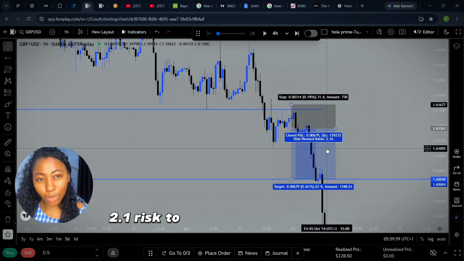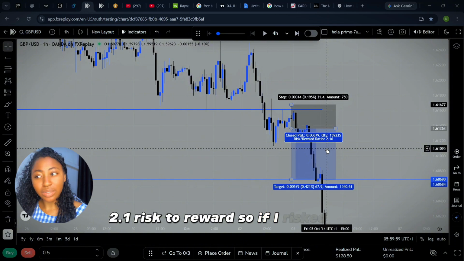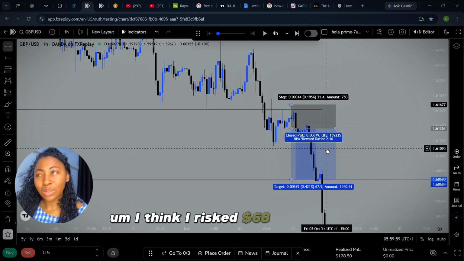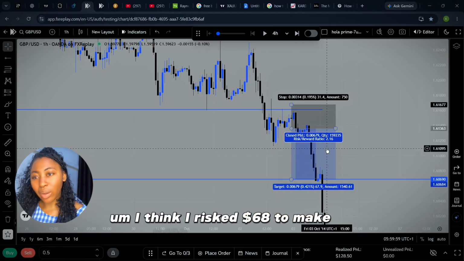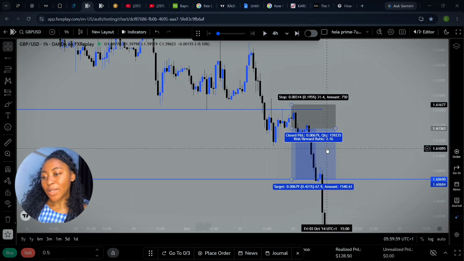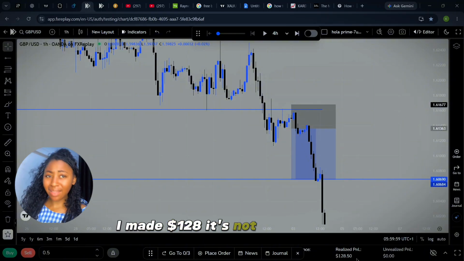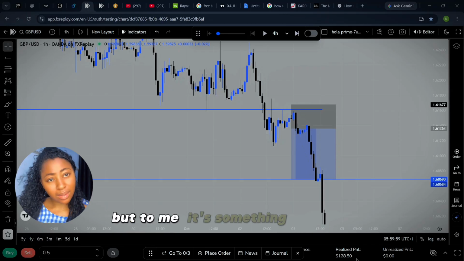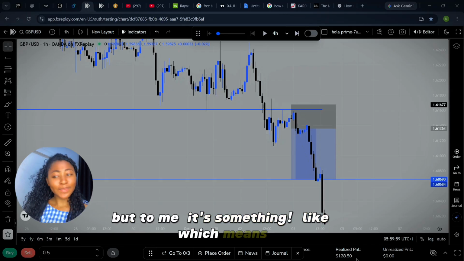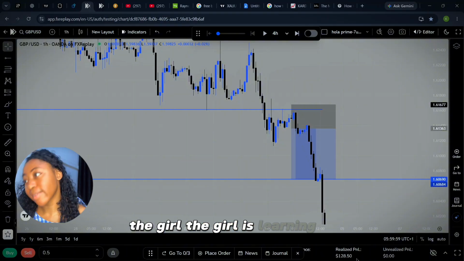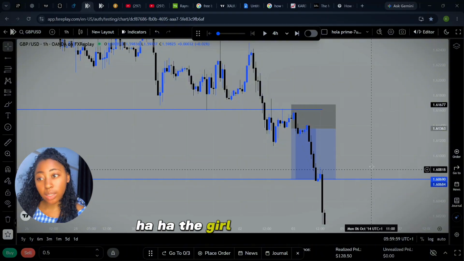2.1 risk to reward. So I think I risked $68 to make 100 and something. So yeah, you can see what I realized today. I made $128. It's not that huge, but to me it's something, which means the girl is learning. The girl is learning.